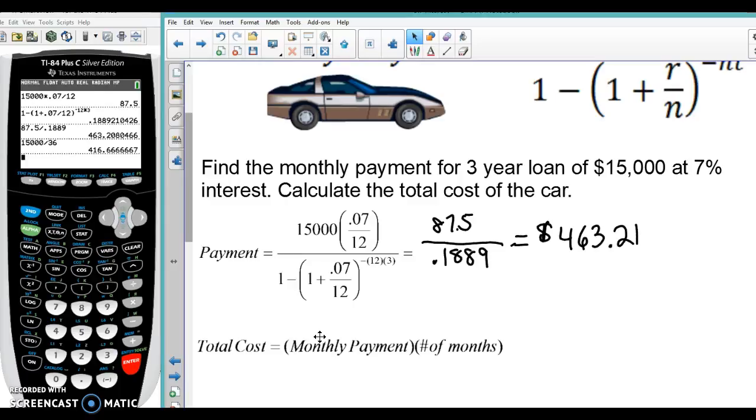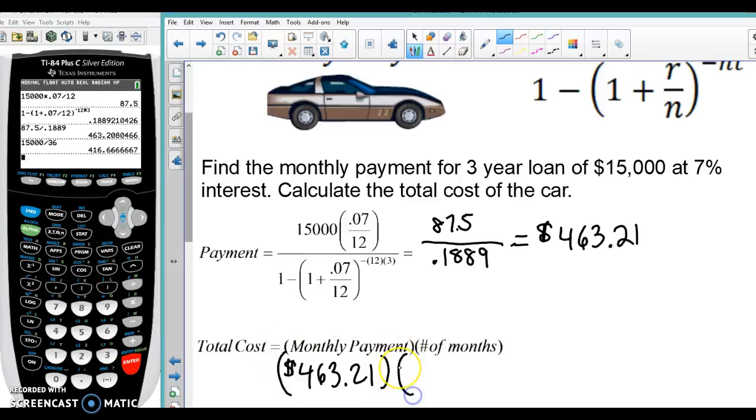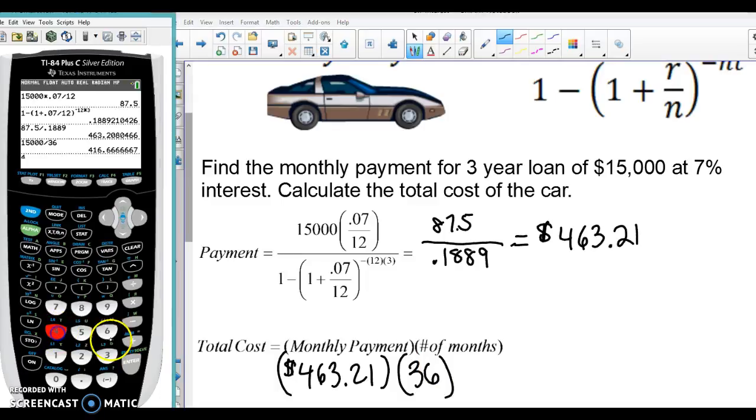So I'm going to take the total number of monthly payments, which in this case we found the monthly payment was $463.21. And I'm going to multiply that by the number of months. So in this case, if it's 3 years, I would multiply that by 36 because I'm going to be paying 36 monthly payments.